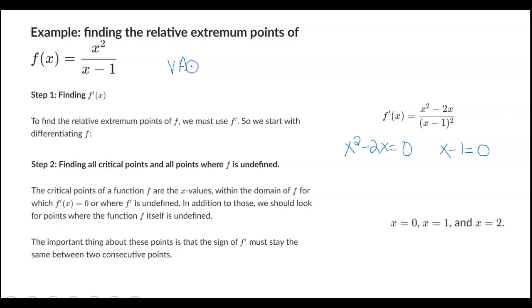Same. Vertical asymptote at x equals 1, because if you plug in 1, you get 23.